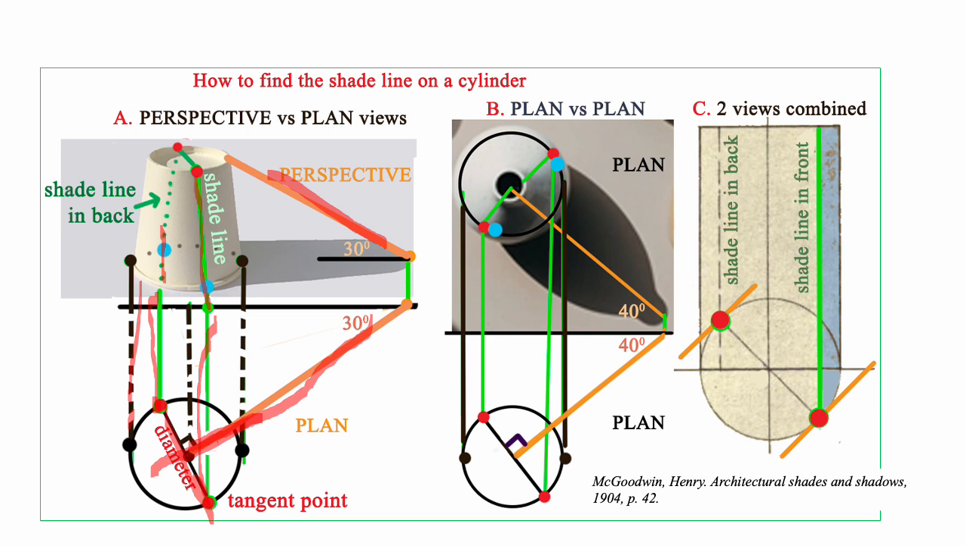Now, when two plan views are aligned like this one, then the light ray from the upper one defines the direction of the shadow, whereas the light ray from the lower one tells us where the end of the shadow should be. Now, in this case, I combined the two views. So we had the plan view here with the circle. We have the diameter that's perpendicular to the light. And the red dots mark the shade line in back and the shade line in front.